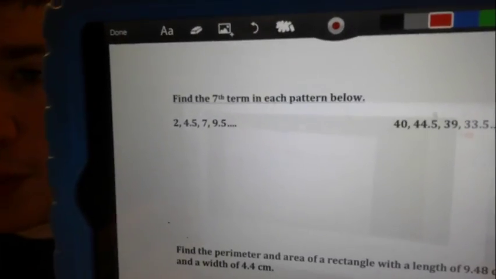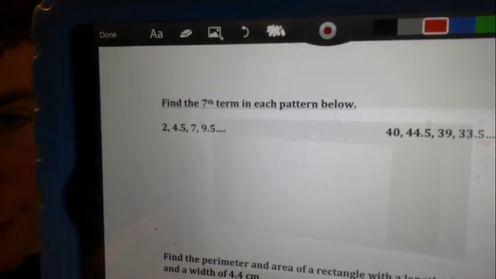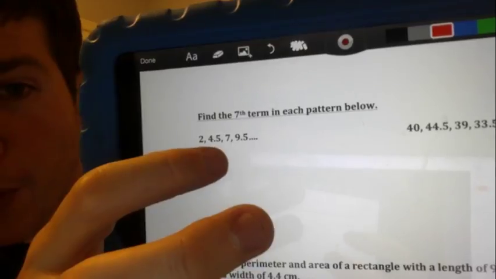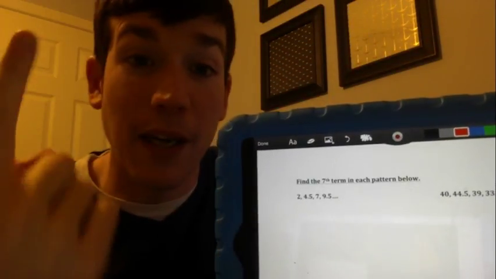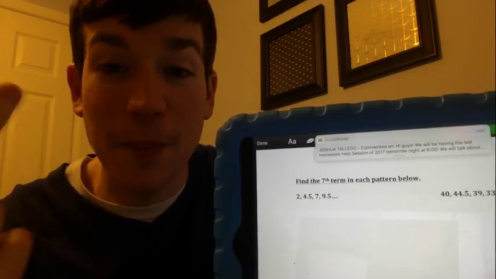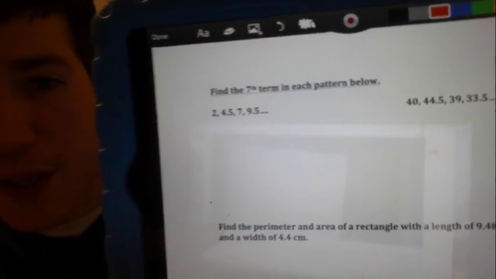All right, so we're looking for the 7th term in each pattern below. So we have 2, 4.5, 7, 9.5. We have 1, 2, 3, 4 terms, which means we need to find 3 more. Now, the thing I noticed right off the bat is we are first involving decimals. When I go from 2 to 4.5, we're either multiplying by something or adding something. The first thing that pops out to me is it must be adding something because we're going up by a small amount each time. Our number isn't getting big fast, and that usually would mean multiplication.